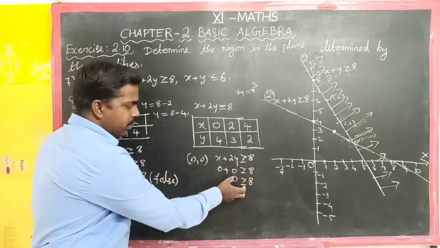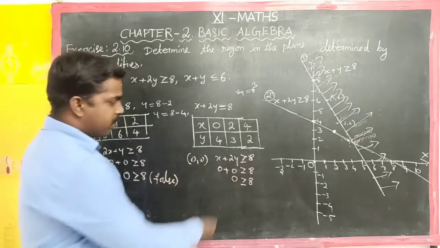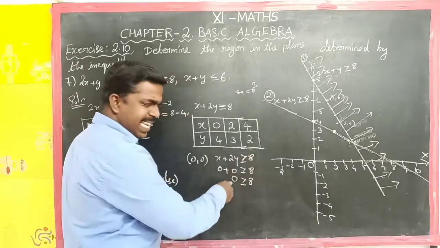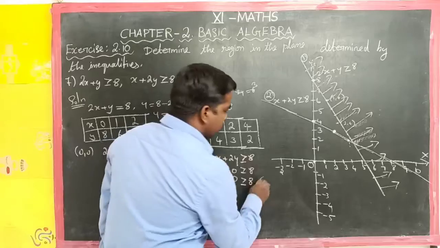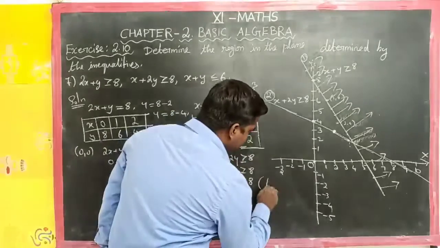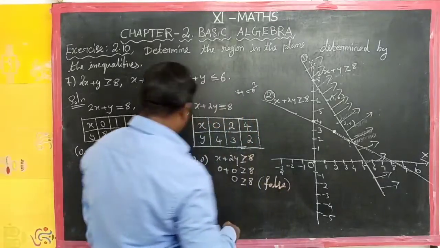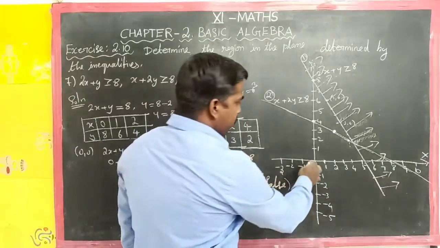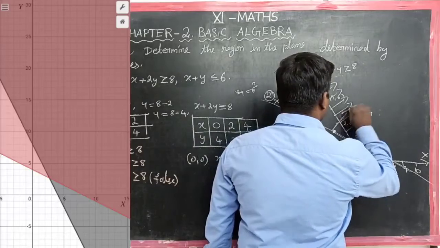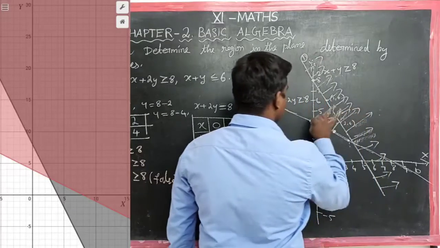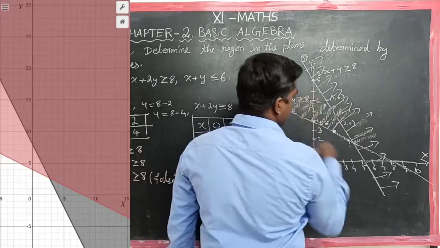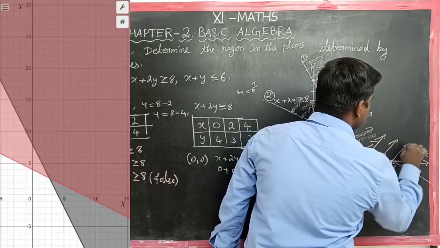Again, you see, is it true or false? Definitely it is false, because 0 is a lesser value than 8. So we cannot say this is true, so it must be false. If it is false, we should shade upward. It must be in this portion.